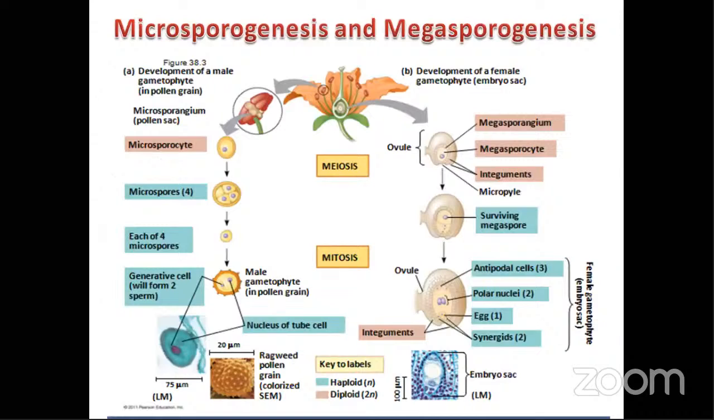Tell me, a group of stamens is called as, please answer. Group of stamens, what do we call that? Androsium.